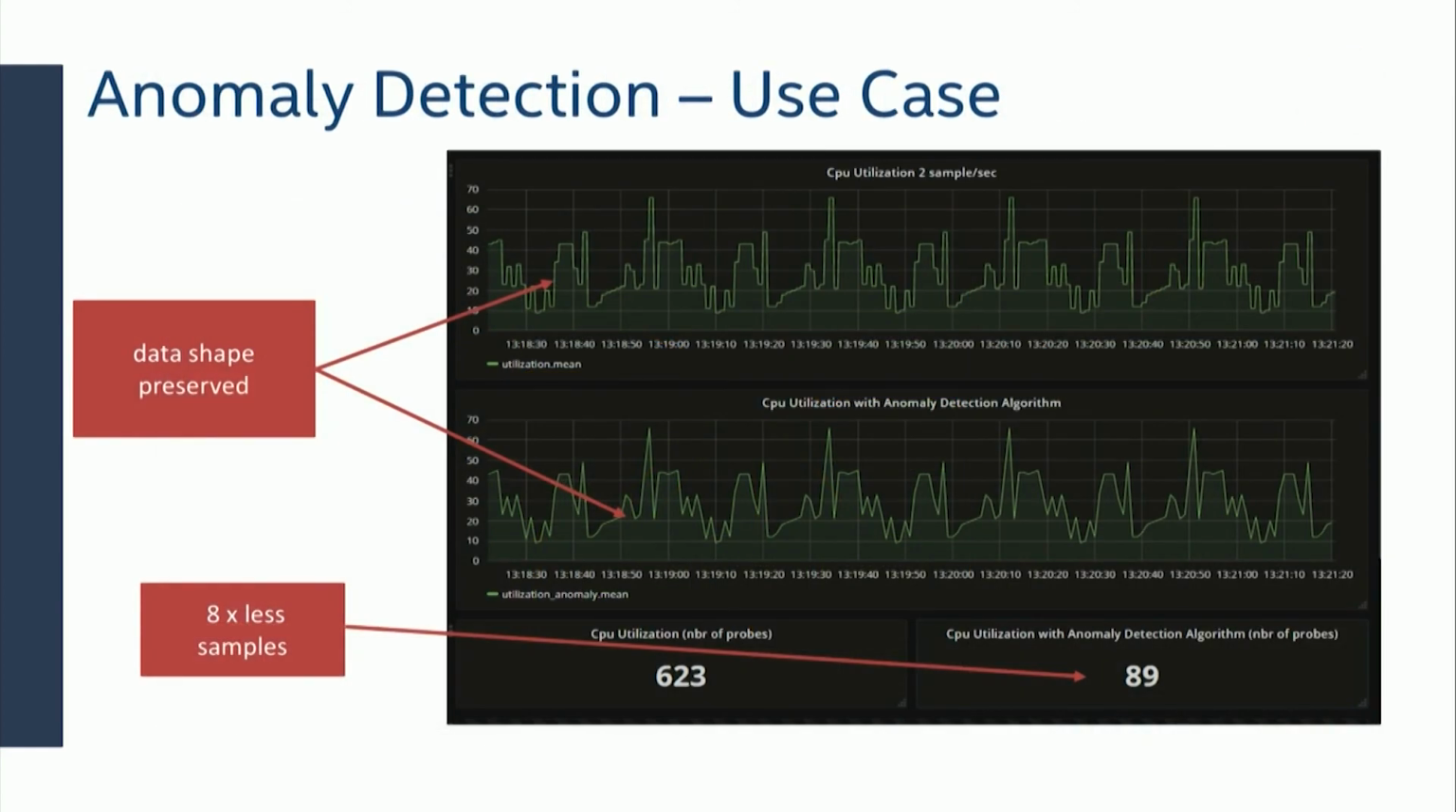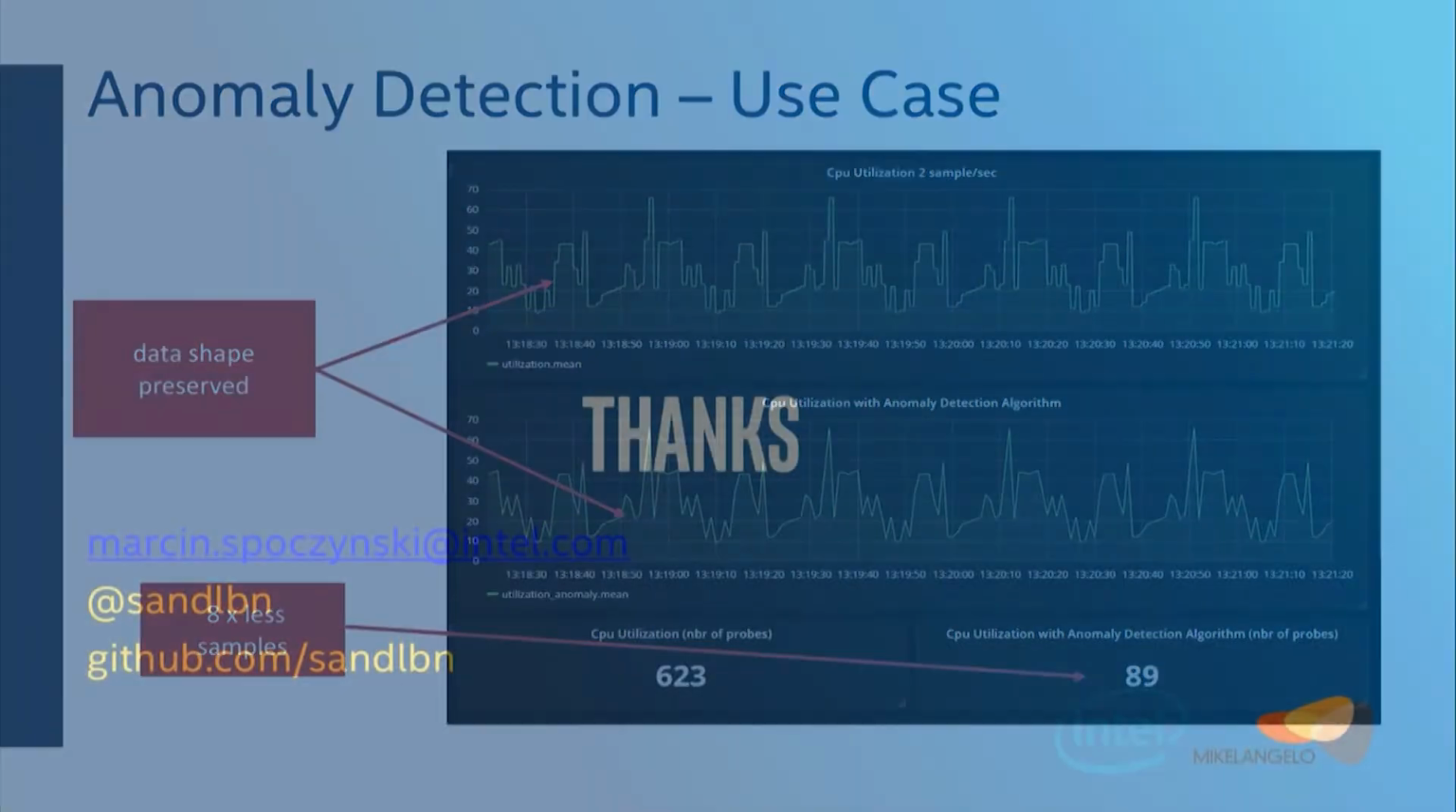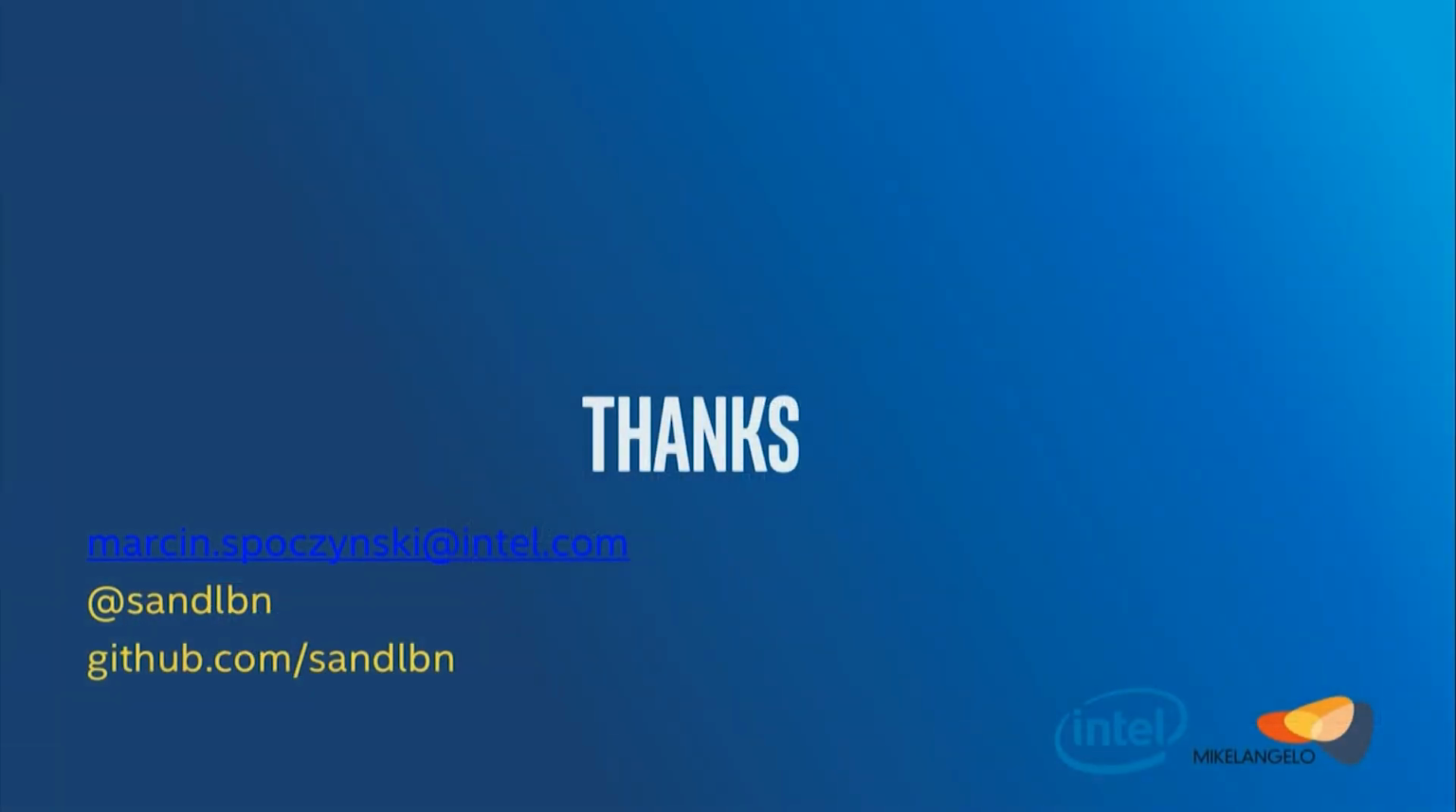At the end, we looked at the data, and it was quite cool. If you look at this data, you can see that from 623 samples we removed most of them and ended up with 89, and we preserved the shape of the data. Then we use compression, and we have a lot of space for other experiments on our cluster. And that's all. We fixed the problem.